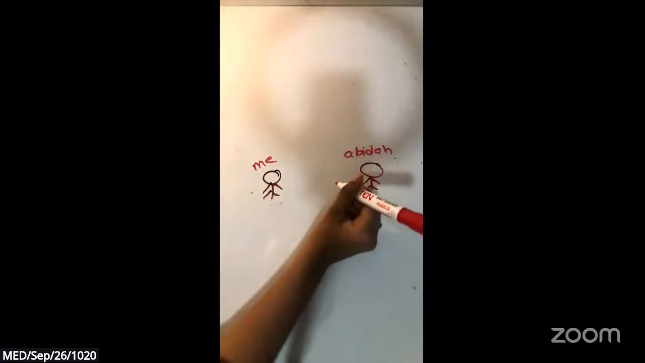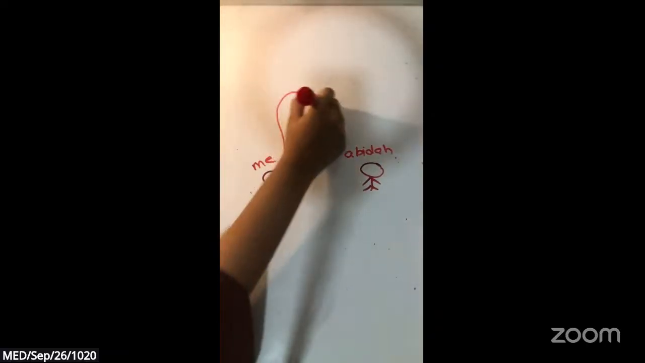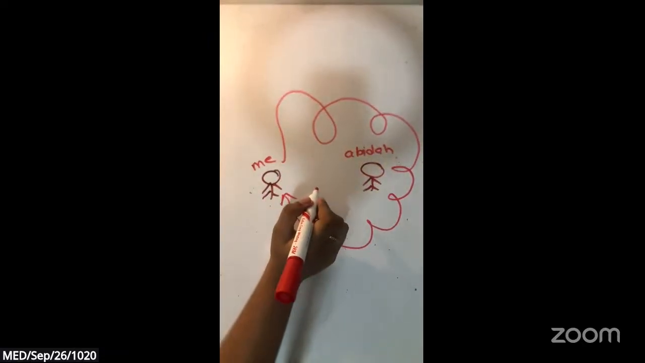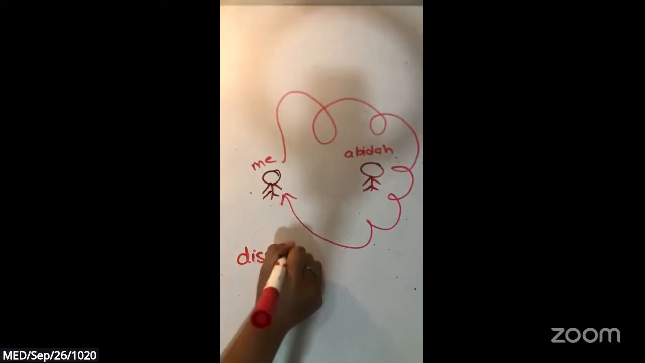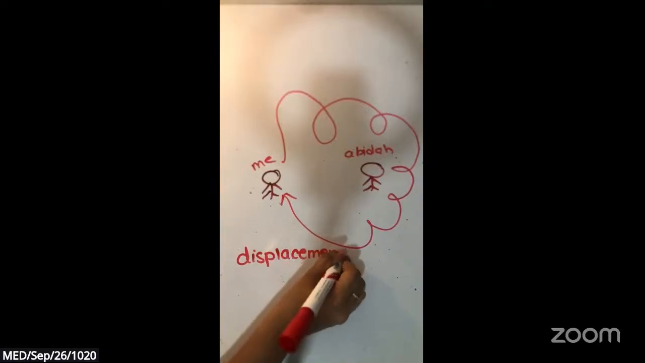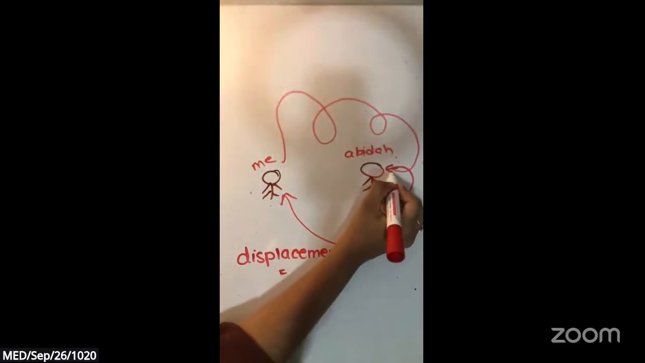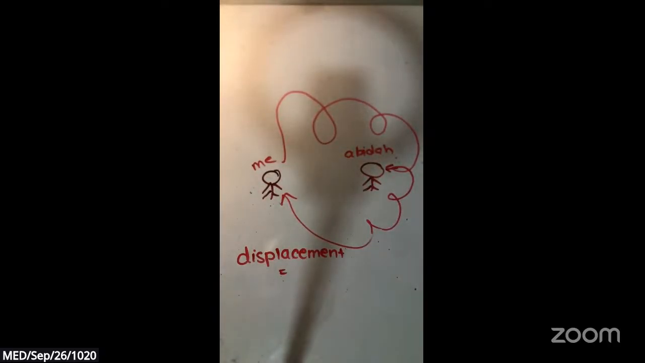Now, me and Abida. Let's say I'm going to Abida's house, and then I'm coming back home. Can somebody tell me what's the displacement here? Anybody give a good guess? From my house to Abida's house, I'm staying there for a short time, and then I'm coming back home. What do you think is the displacement? Because this is a question they can ask.